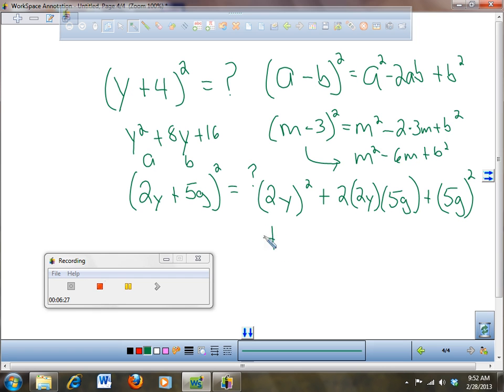No, 4y squared. 2y squared. You have to square this and square this. Then over here, you multiply all the numbers. 2 times 2 times 5. What's 2 times 2 times 5? 20. Okay? And then y and g you can't multiply together, so you just leave it as yg. And 5g squared becomes 5 squared g squared, so that's 25g squared.